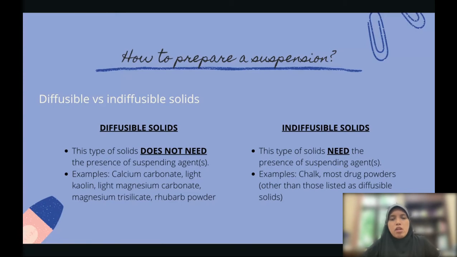For the two types of powder, we will discuss a bit the difference between these two powders. For diffusible powders, they do not need any suspending agent because they can disperse or suspend themselves. Examples are calcium carbonate, light kaolin, light magnesium carbonate, magnesium trisilicate, and rhubarb powder. Basically, the powders here are those classified as diffusible solids.